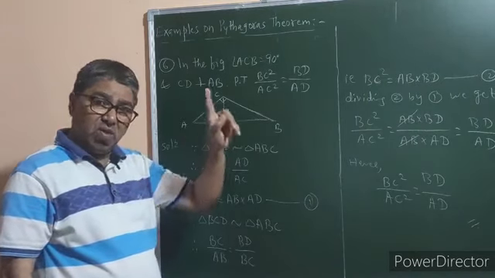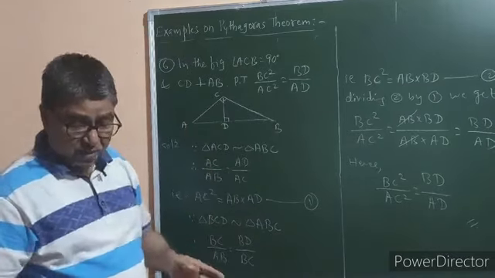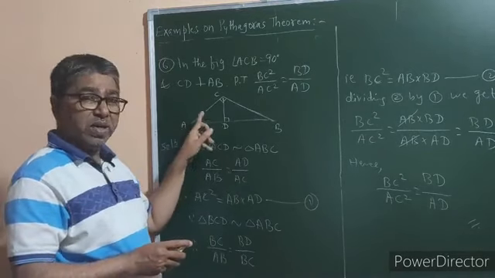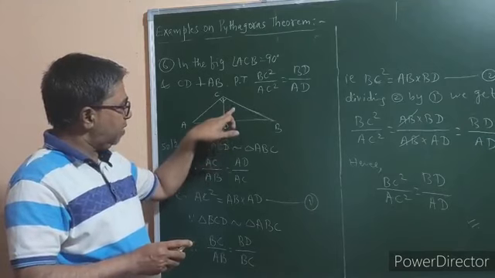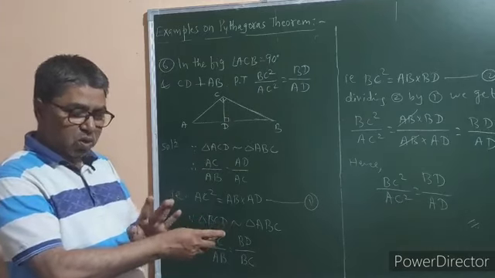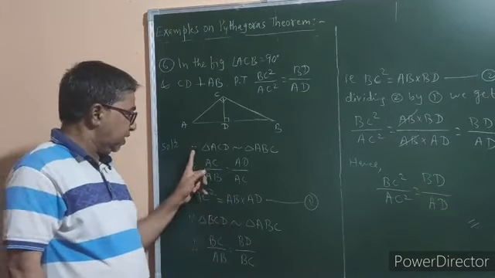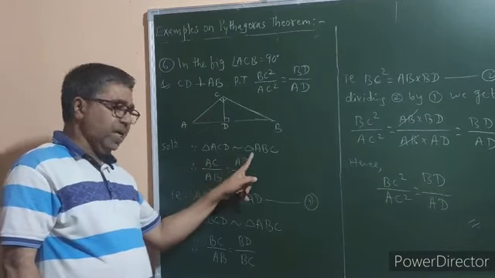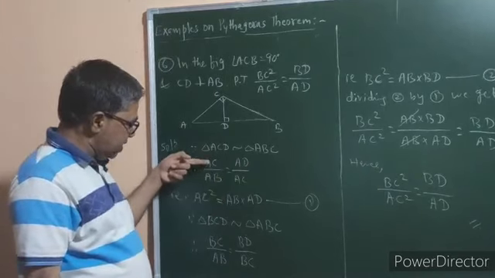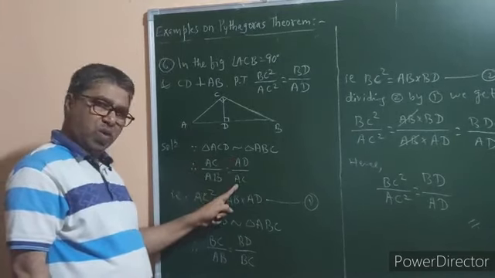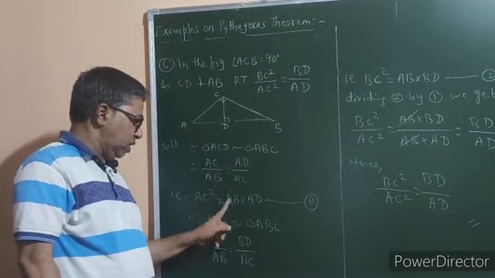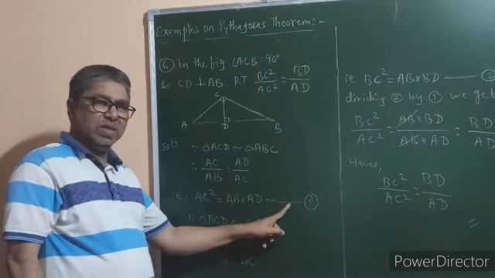While proving the Pythagoras theorem, we already proved that this triangle is similar to the original triangle ABC, and at the same time this triangle is also similar to the original triangle ABC. So here we need not prove that, let us write directly. Since triangle ACD is similar to triangle ABC, therefore their corresponding sides are in proportion. So AC upon AB is equal to AD upon AC. Taking cross multiplication, AC into AC, AC square is equal to AB multiplied by AD. Call this as equation number 1.